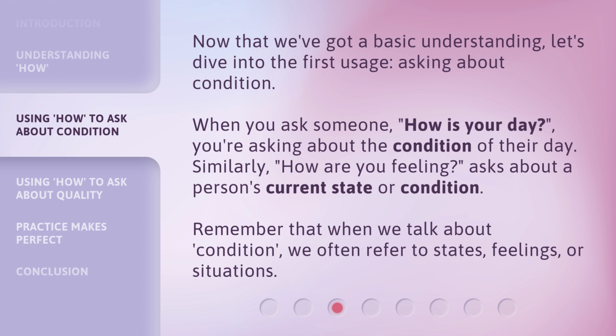Now that we've got a basic understanding, let's dive into the first usage. Asking about condition. When you ask someone, how is your day? You're asking about the condition of their day. Similarly, how are you feeling? Asks about a person's current state or condition. Remember that when we talk about condition, we often refer to states, feelings, or situations.